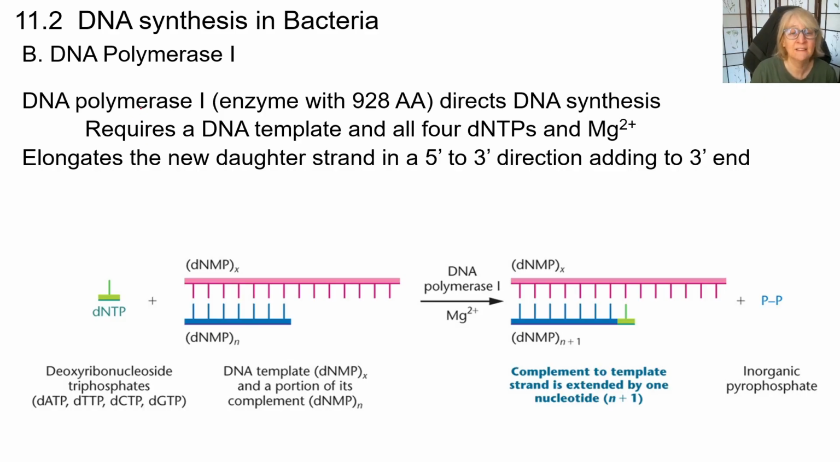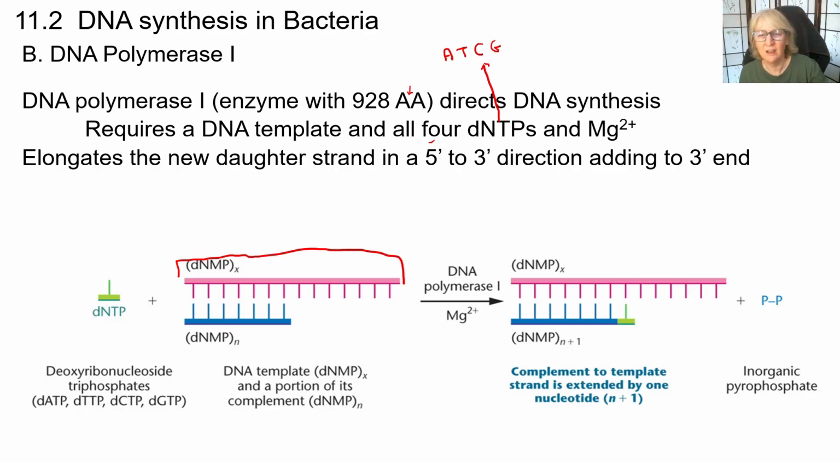DNA polymerase 1 is an enzyme with very few amino acids, it's tiny, and it really directs the DNA synthesis at the start. It does require a template, and we'll talk about what that means, but it requires an established parental strand that it is reading and then matching its nucleotides to. It requires the presence of all 4 dNTPs. These are adenines, thymines, cytosines, and guanines that are freely floating around in the cytoplasm or the nucleoplasm in our case, and are available for building.